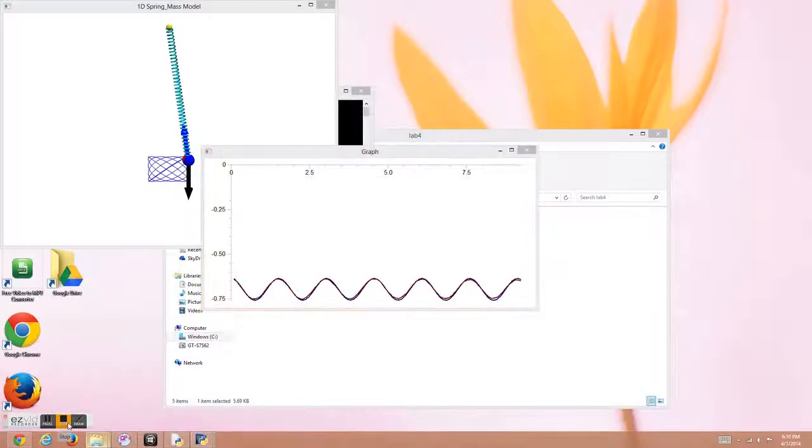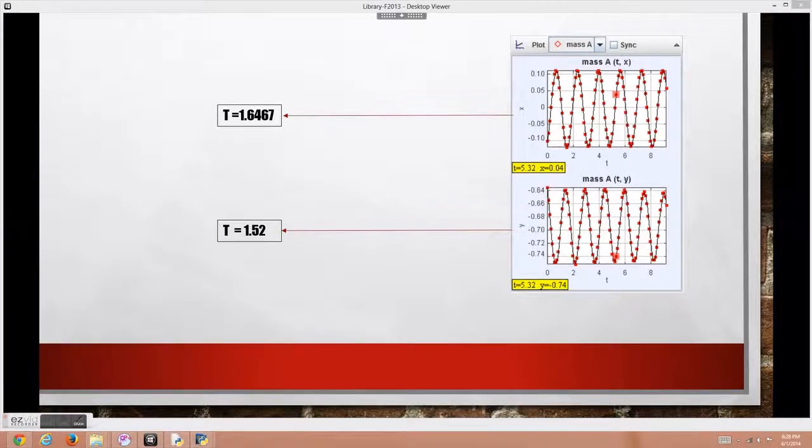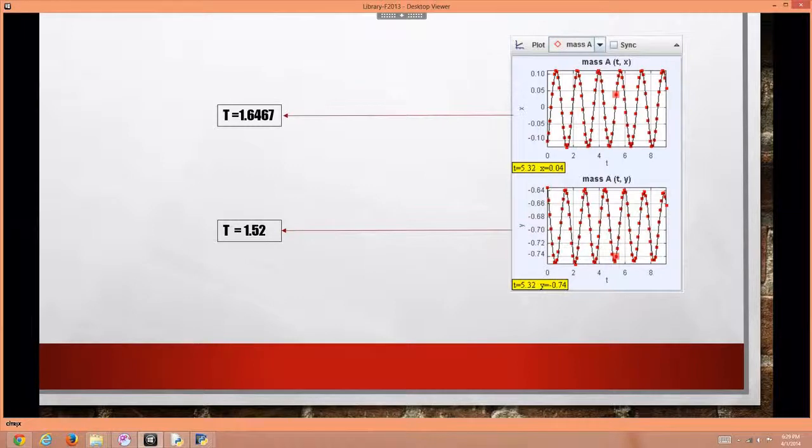Before we end this video, a certain other fact should be considered. Here are the graphs of the oscillation along the x-axis and along the y-axis. As you can see, the time period along the x-axis is 1.6467 and the time period along the y-axis is 1.52. This difference is due to the fact that the period of oscillation for different axes is different.